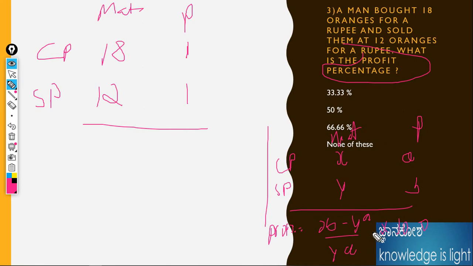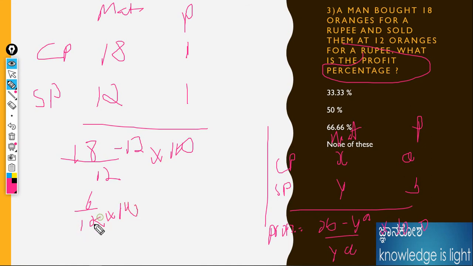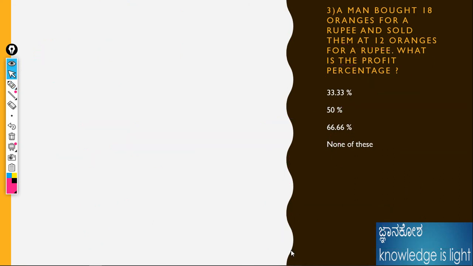From this formula, 18 minus 12 divided by 12, into 100. That means 6 divided by 12 into 100, which is 1 by 2, that is 50%. 50% is the answer for this question. Please remember to apply this logic whenever material and price are given. I will move on to the next problem.